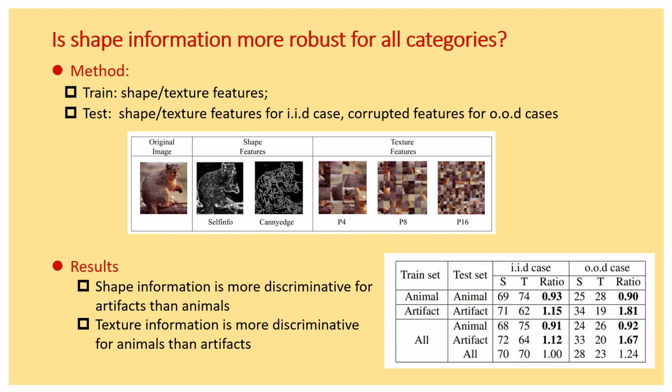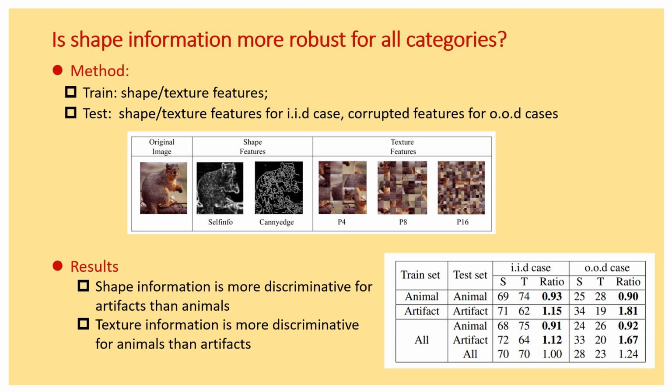To investigate whether shape or texture information is more discriminative, we train and test on shape or texture features only. Shape features include self-information map and canny edge extraction. Texture features include patch permutation with scales of 4, 8, and 16. While for o.o.d testing, we use corrupted shape or texture features. The corruption method is the same as those used to generate the ImageNet corruption dataset.